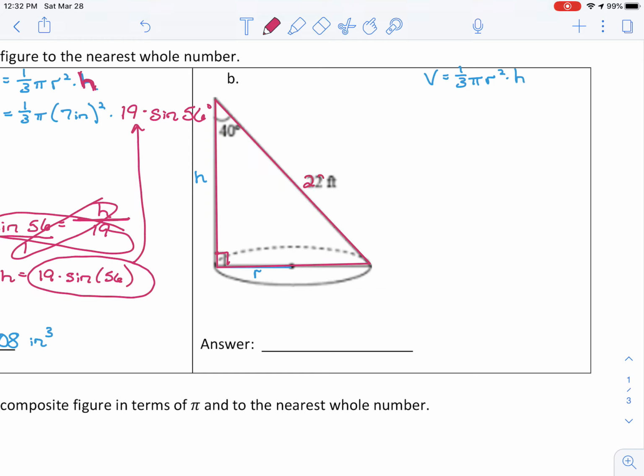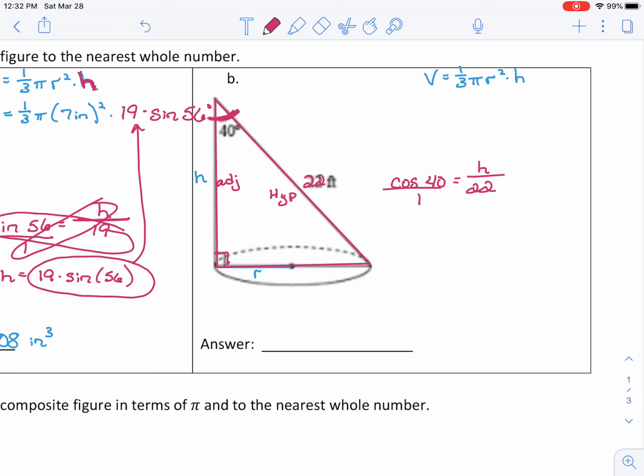In the right triangle, the only things that we do know are the 22, which I'm going to label as my hypotenuse, and the 40-degree angle. I'm going to have to find both H and R. I'm going to start with H. Since my acute angle is up here, H is not across from it. H is right next to this angle. It's right here. So because it's right next to it, this is my adjacent leg. SOHCAHTOA tells us that we're going to use a cosine ratio. So cosine of my angle is equal to the adjacent leg over the hypotenuse.